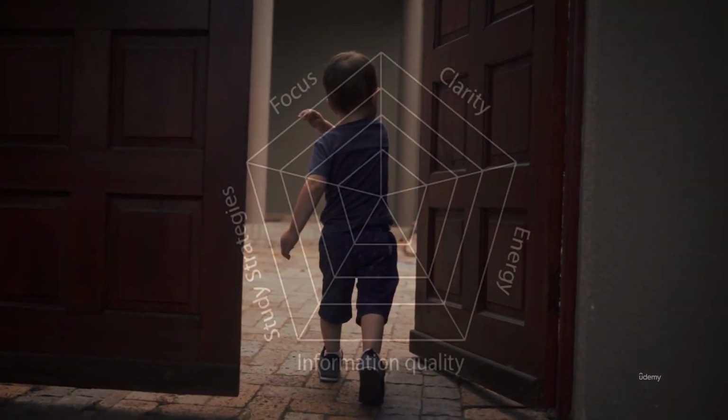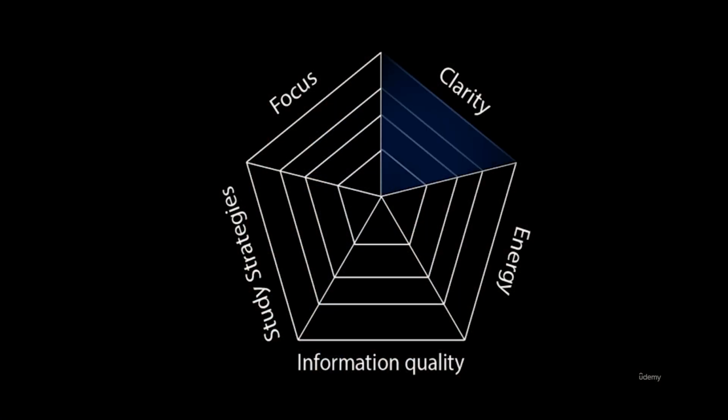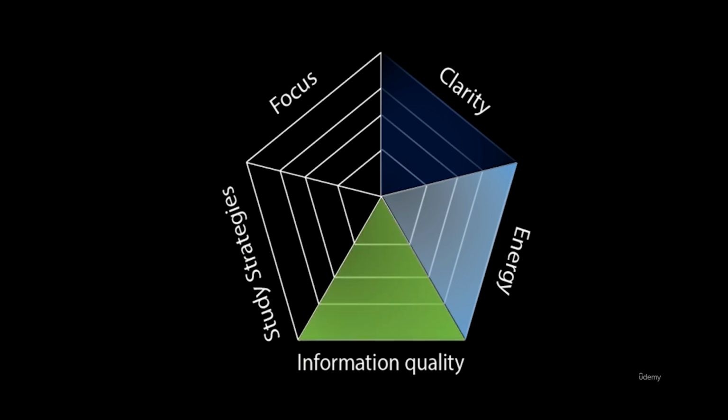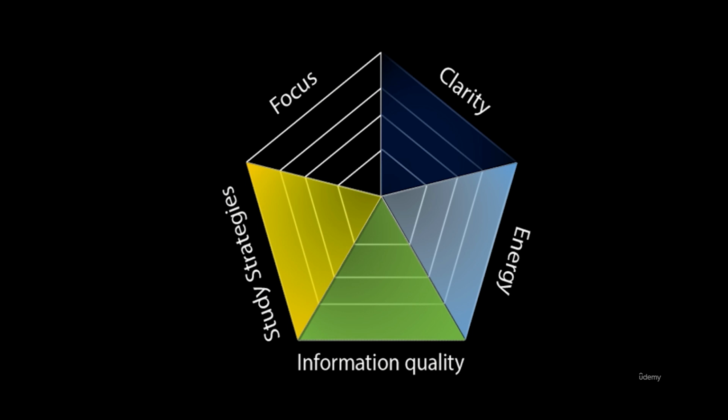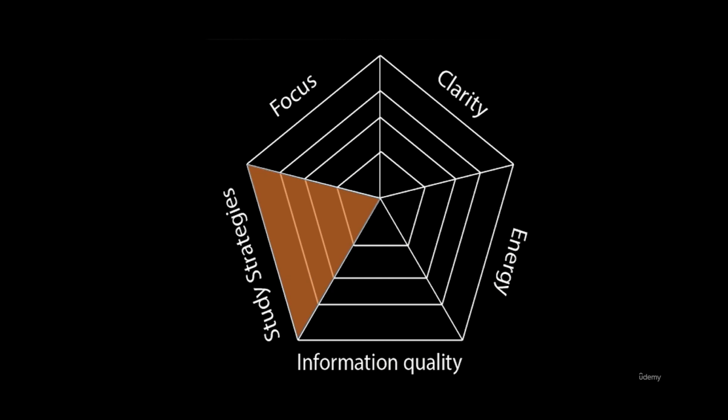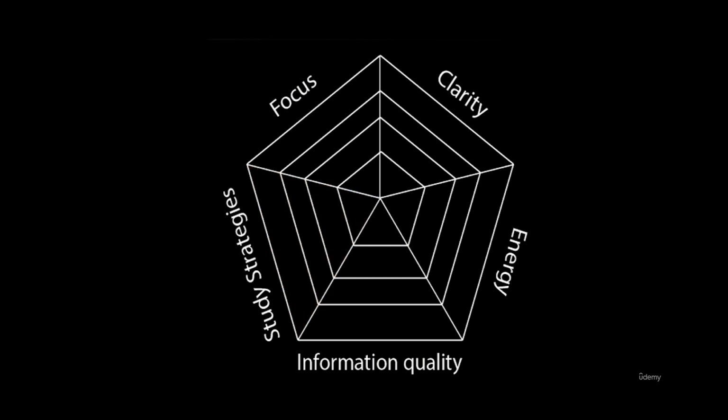The different areas are clarity, energy, information quality, study strategies, and focus. In the diagram, you can see how each of these areas has 5 levels. Level 0 or empty would mean that you really feel that you're not doing well there. On the other side, the last level, level 4, or all of the areas fully painted, would mean that you believe that you don't need to improve on that area.